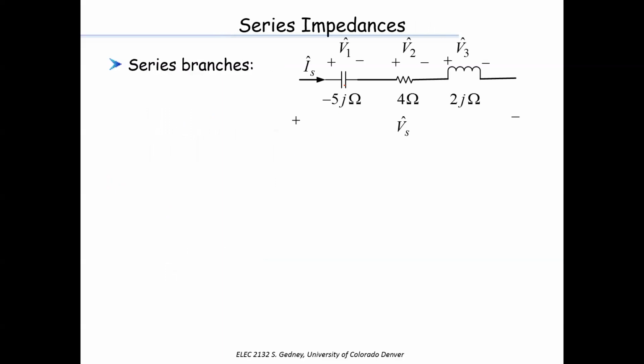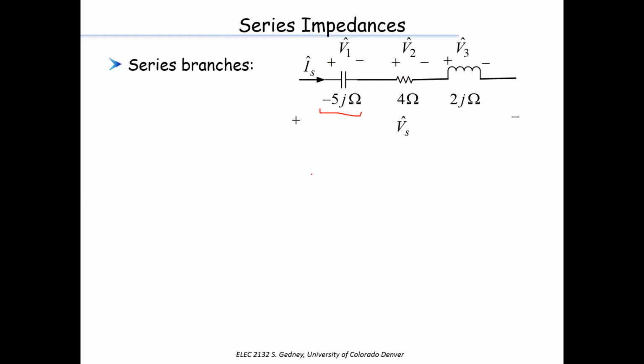I could have series impedances. Let's have three series impedances: a capacitor, an inductor, and a resistor, with minus 5j ohms impedance for the capacitor, a 4 ohm resistor, and a 2j ohm impedance inductor. Of course, the inductor should have a positive reactance and the capacitor a negative reactance. So I have a net voltage across these three series branches, Vs, and a current through it, Is. Let's say V1 is the voltage drop across the capacitor, V2 across the resistor, and V3 across the inductor.